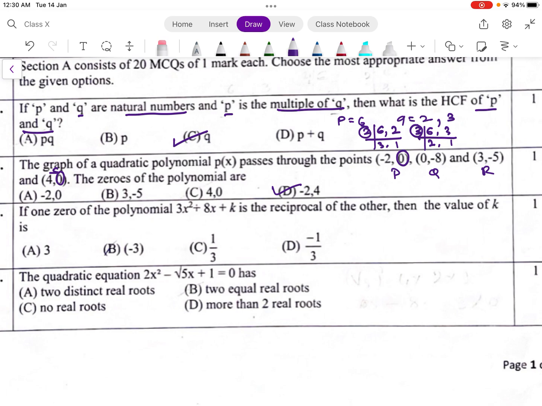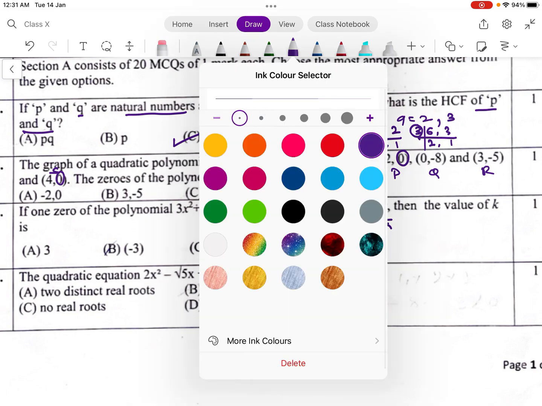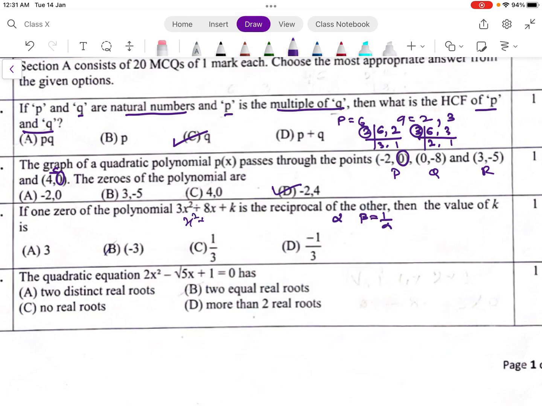Then if one zero of the polynomial 3x square plus 8x plus k is the reciprocal of the other, it means alpha and beta, where beta equals 1 by alpha. Now in this case, what is the value of k? So here, to obtain that in a proper way, let us first try to write this expression in a simpler form: x square plus 8 by 3x plus k by 3. Why? Because we need to write it in the standard form where x square has coefficient only 1. So we have to divide the entire expression by 3. So now this k by 3 represents the product and this 8 by 3 represents the sum.